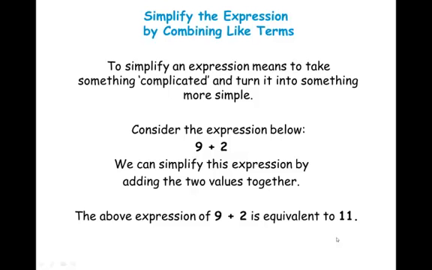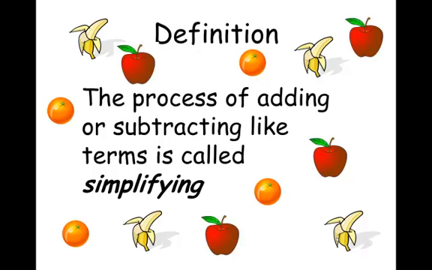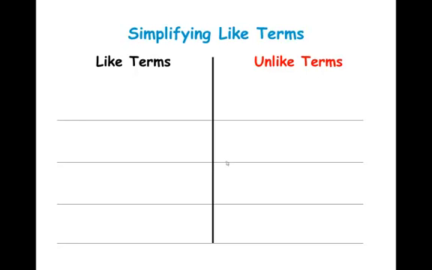And we can do exactly the same when it comes to pronumerals in algebra. So can you please pause your computer now and write this definition in your maths book, please. So that says the process of adding or subtracting like terms is called simplifying. So let's see which ones we can simplify and which ones we can't simplify.